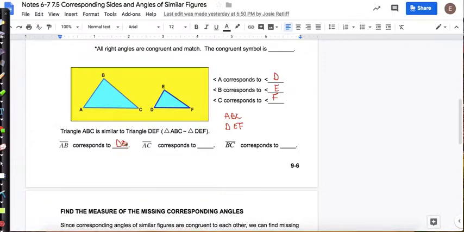Notice it's not ED because I started in the bottom left and went to the top. So I got to start here at the left and go to the top. That's why it's DE and not ED. And also you can see by lining up.